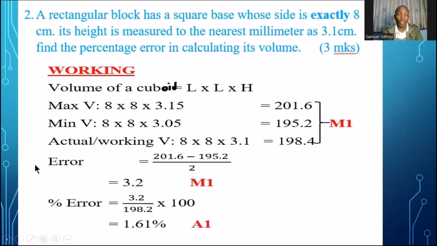So going ahead to work out the error that emanates from the calculation of the volume, I'll take the maximum volume, subtract the minimum possible volume, then divide by 2, and I get 3.2. With that, my student, I'm good to do percentage error. The percentage error will simply be the error itself divided by the actual, or what we call the working volume, then I multiply by 100, and by doing that I get 1.613%. So my student, that is how you go about that one.